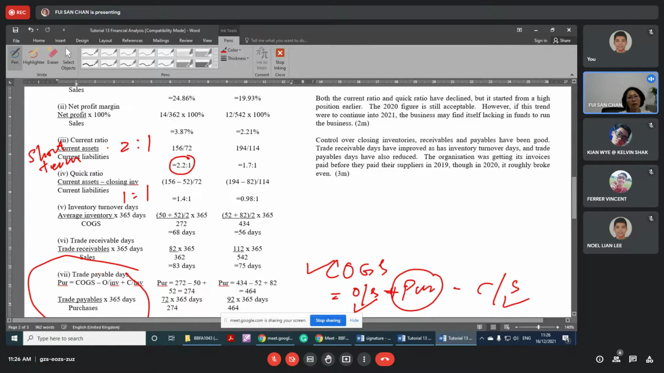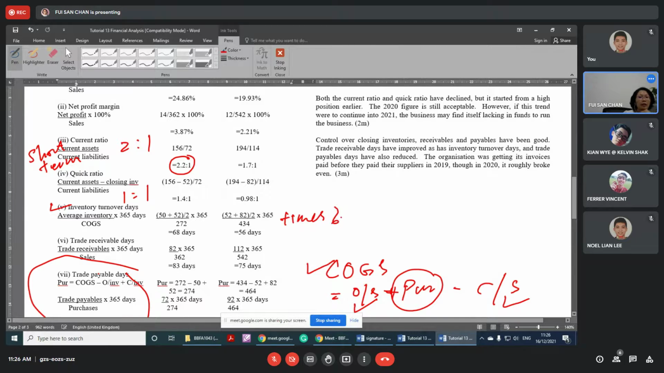Inventory turnover, number 5 here. We want to calculate how our inventory moves. Inventory is for you to resell, so you want to check how long it takes you to clear the inventory that you purchase. Once you purchase one batch, how long would it take for you to clear your inventory? You see, this one is in days. Can it be in times?